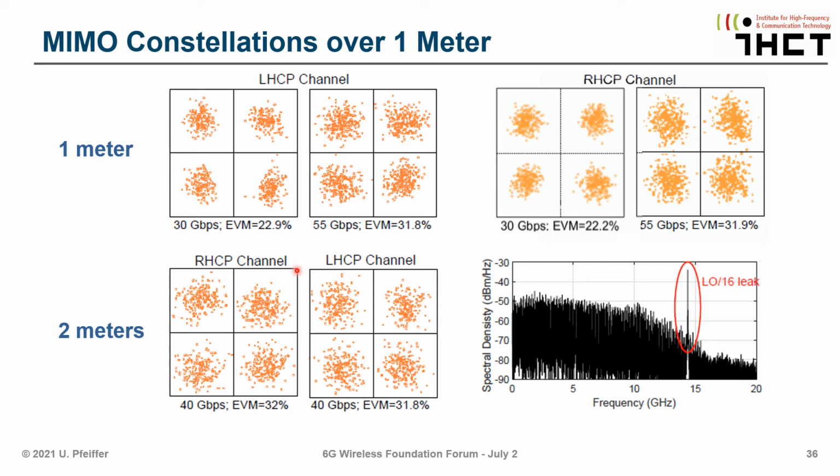Now, finally, just some constellation diagrams for different kinds of ranges. Here on top, you see the QPSK constellations over 1 meter. And you see this for the left and right hand channels, and as well over 2 meters on the lower part of the graph. And you see as well here, of course, that we are running into the LO feedthrough here on the IF, and you see the carrier also being transmitted through.